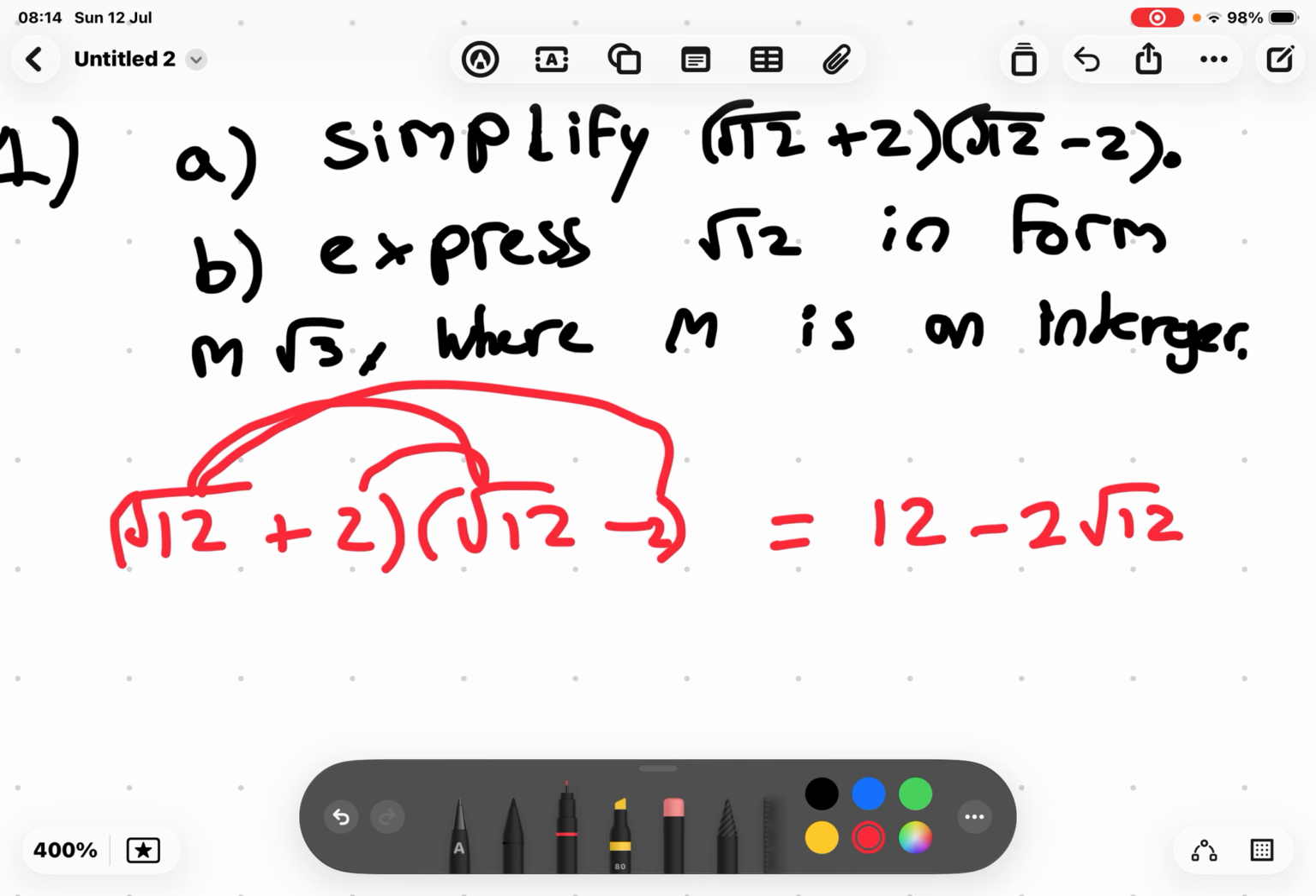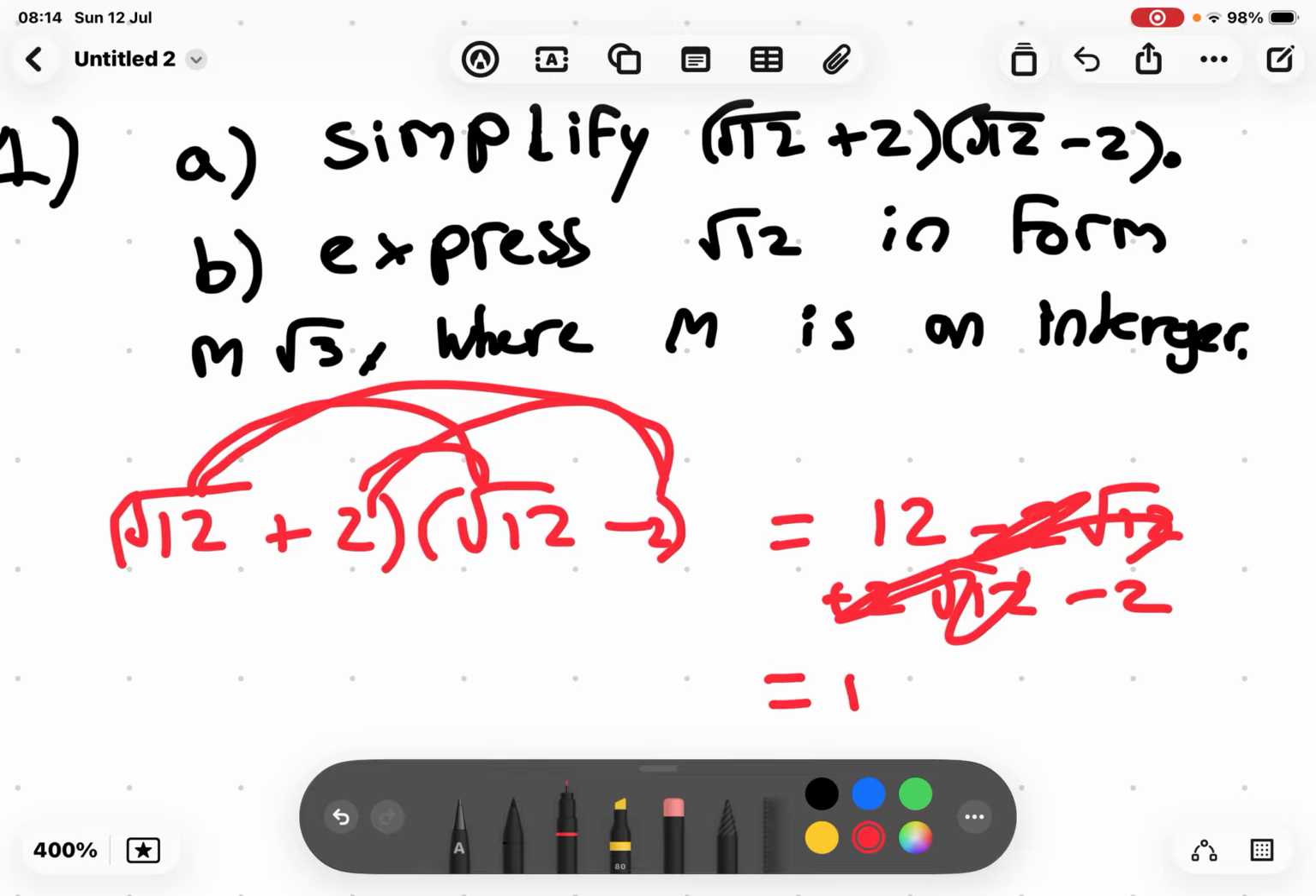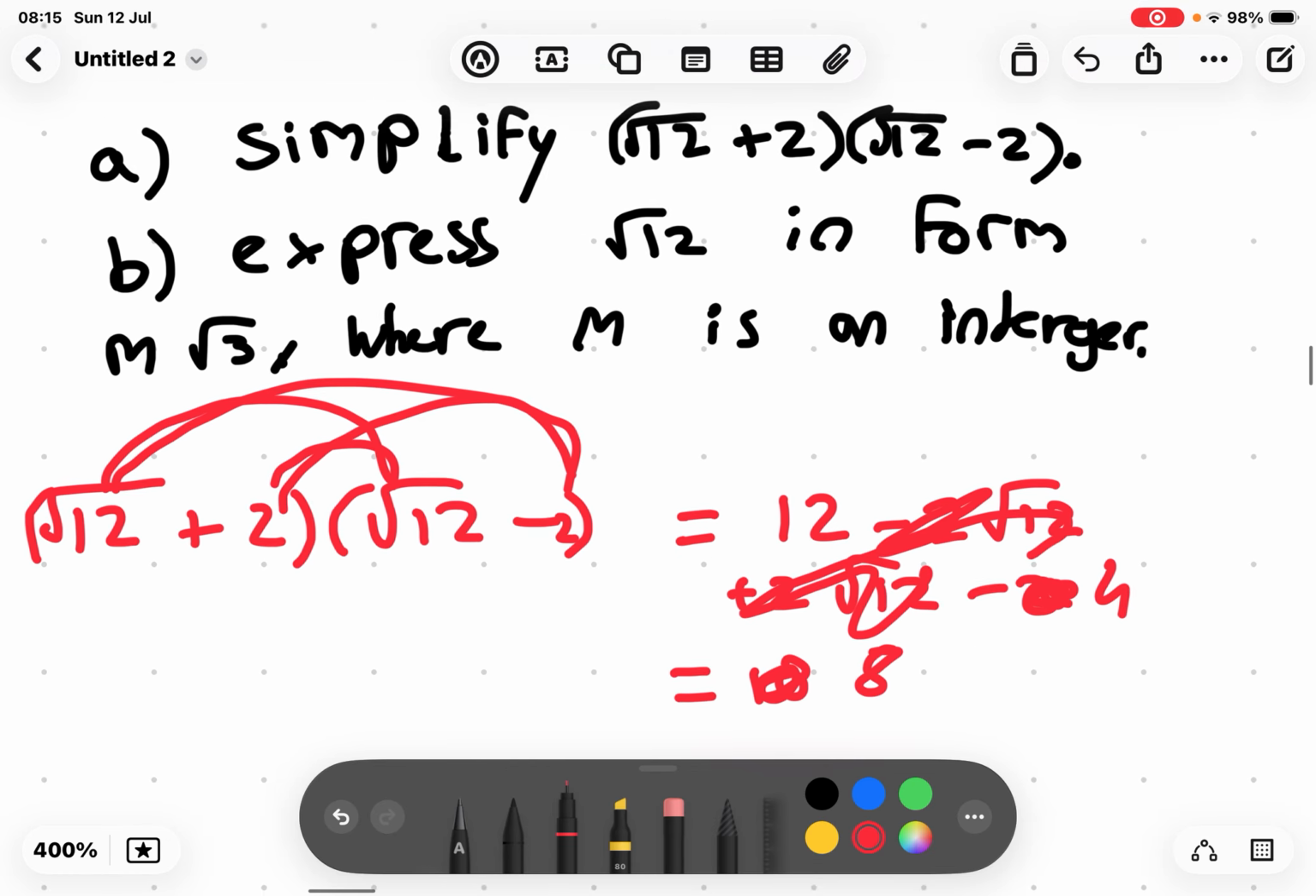This times this is plus 2, 12. And then this times this is negative 2. These cancel. And so we're left with 10. That's not right, it doesn't equal 2, it equals 4. And then says 8. Yeah, now that's right.